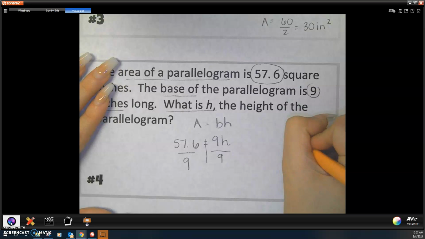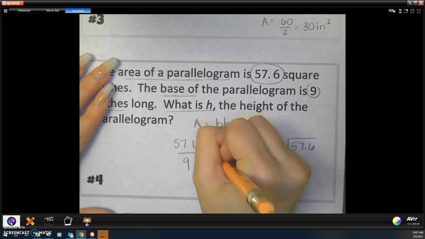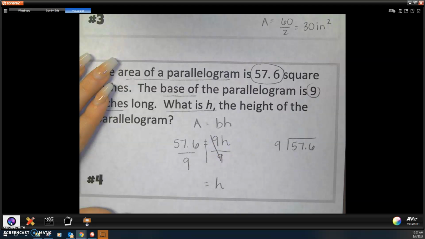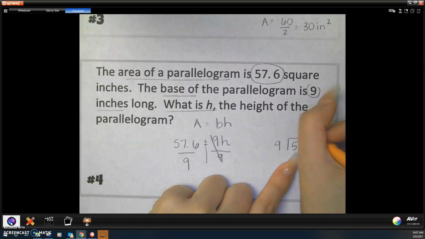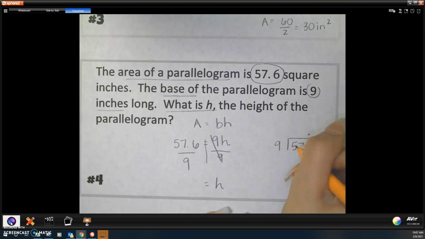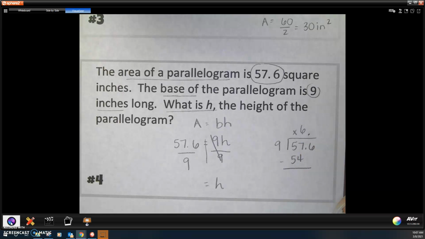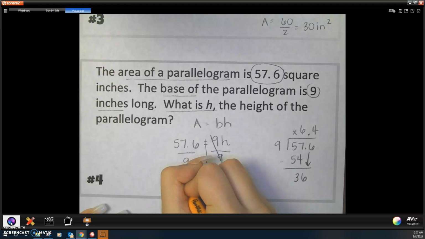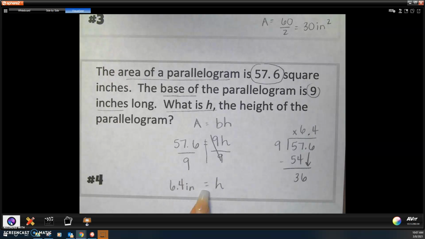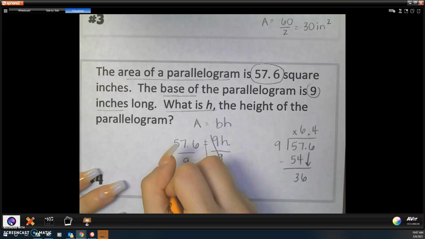So 57.6 divided by 9. And that will give me my H. Since I have a decimal, I'm going to bring it straight up and divide. 9 cannot go into 5. 9 goes into 57 6 times. And we get 54. 7 minus 4 is 3. Bring the 6 down. And 9 goes into 36 4 times. So the height would be 6.4 inches. And since this is not area, it's not square, it's just 6.4 inches.